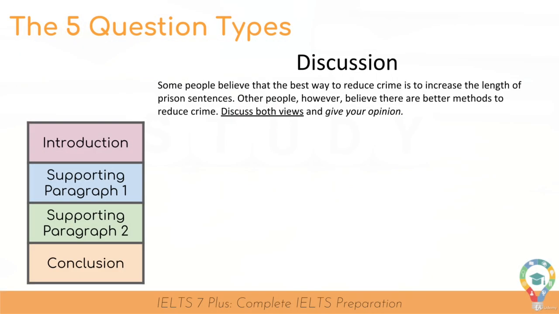Next up, we have the discussion question, where you have to discuss 2 different points of view and then give your own opinion. Here's the question. Some people believe that the best way to reduce crime is to increase the length of prison sentences. Other people, however, believe there are better methods to reduce crime. Discuss both views and give your opinion.